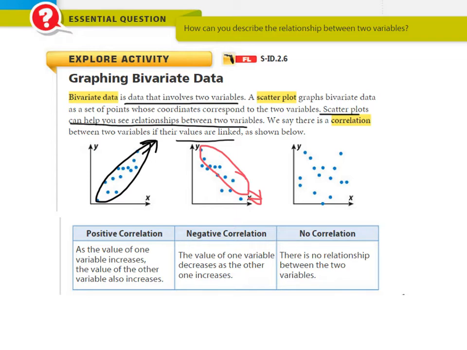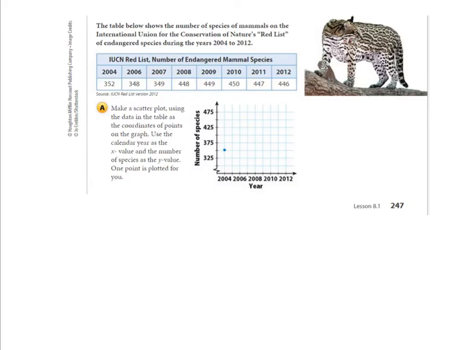No correlation is a typical scatter plot because the points are all scattered. There's no relationship between the 2 variables. Our first problem here shows the number of species of mammals on the International Union for the Conservation of Nature's Red List of endangered species. So we're going to take this data and create a scatter plot. So we're just taking them like ordered pairs and plotting them on the graph, and they did the 2004 352 one for us. So go ahead and finish the scatter plot.